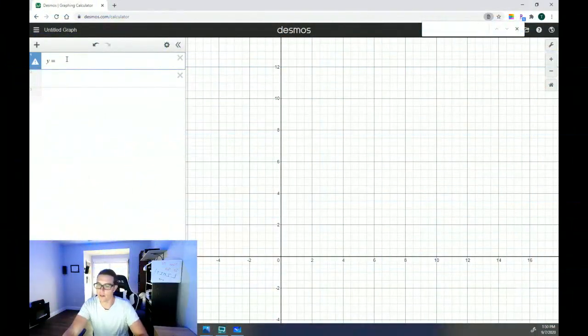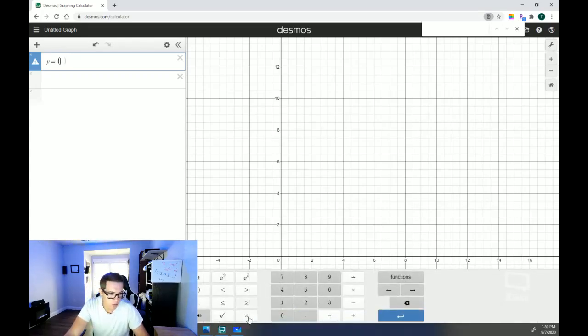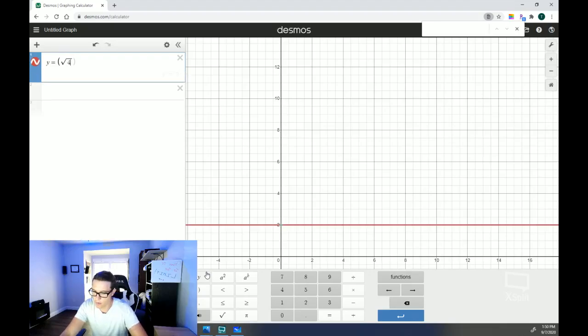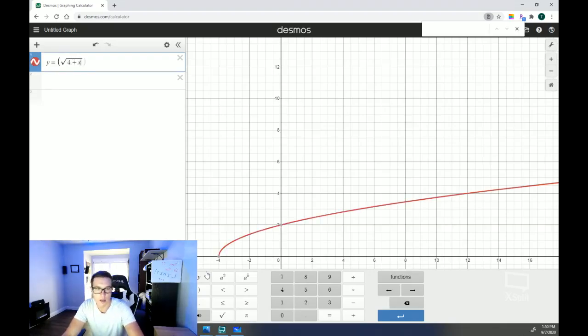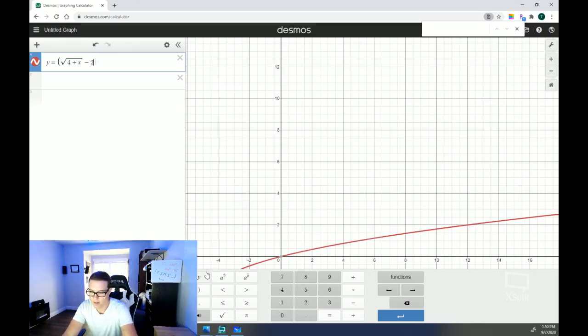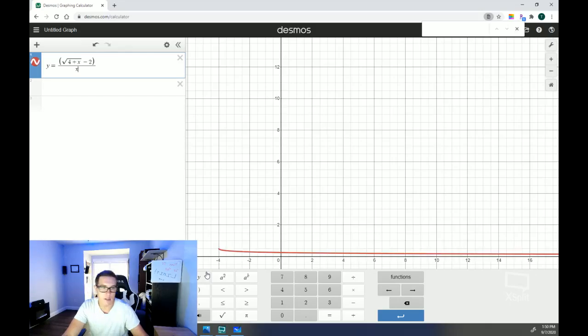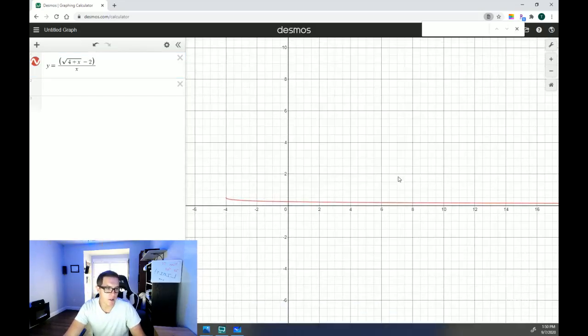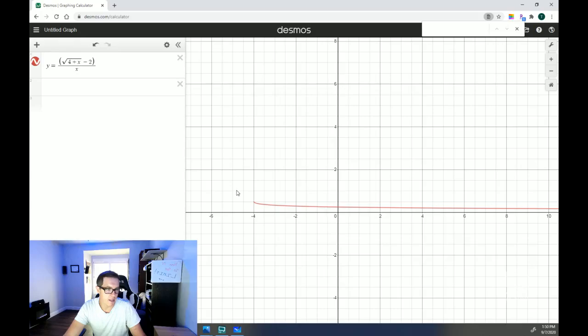So we have this function. It was the square root of 4 plus x, minus 2, divided by x. If you look, it's a really funny function. It's pretty flat. It has a slight curve to it. All I care about is what's happening at 0. And if you look, if we go right to 0, it was undefined, which means there's a hole there.